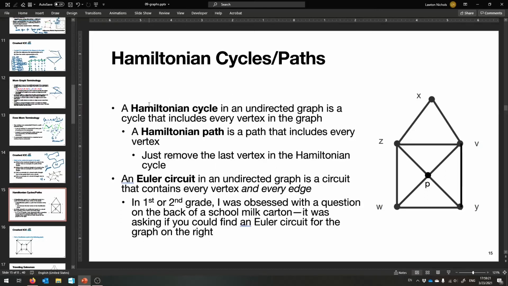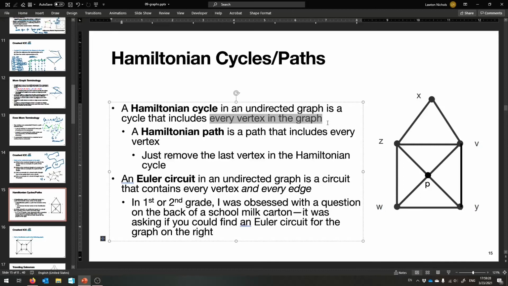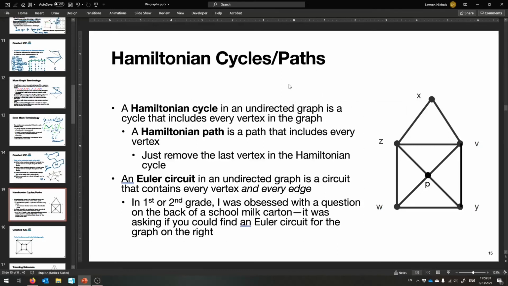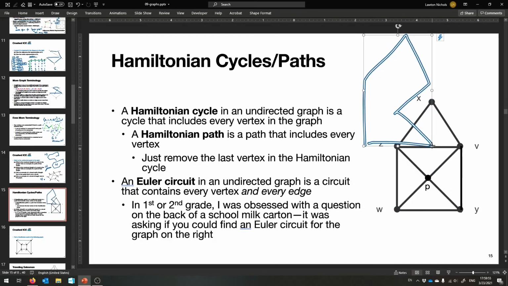Okay, so a Hamiltonian cycle in an undirected graph is when you have a cycle and it includes every possible vertex in the graph. Okay, it's special like that. So every possible vertex. That is the idea. So here we go. I am going to find you a Hamiltonian cycle that includes every vertex in this graph. So we've got 1, 2, 3, 4, 5, 6. Yeah, there we go. That is my little Hamiltonian cycle for you.